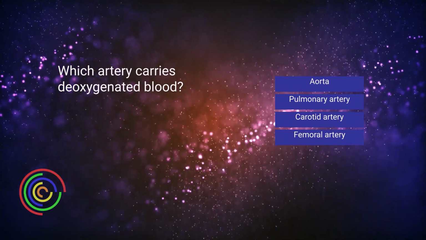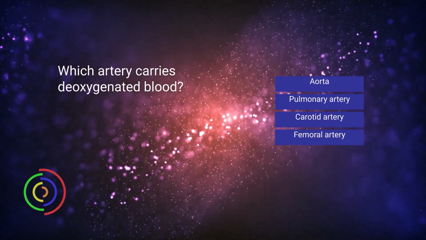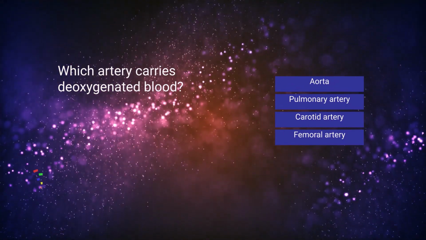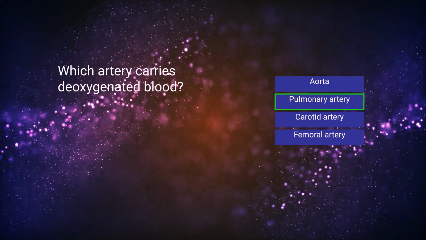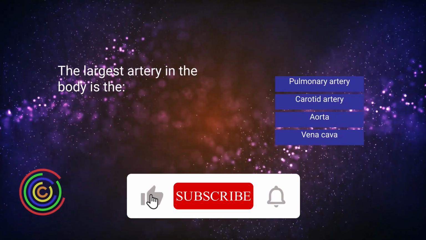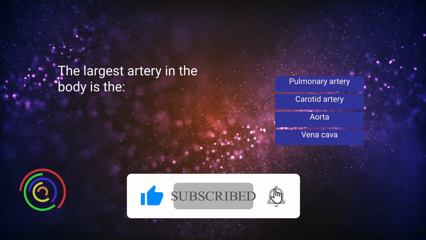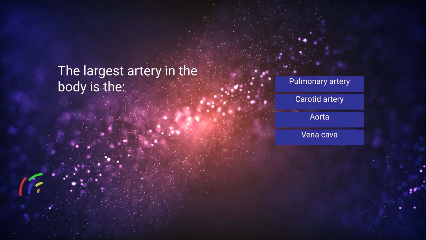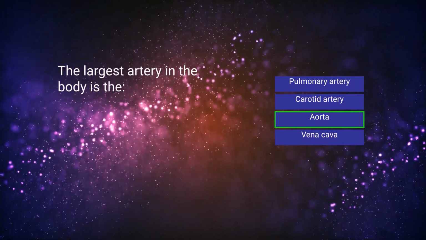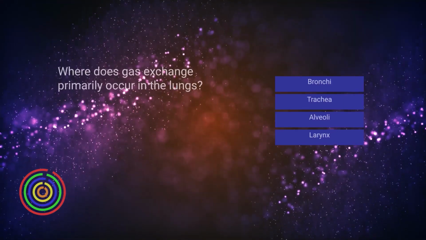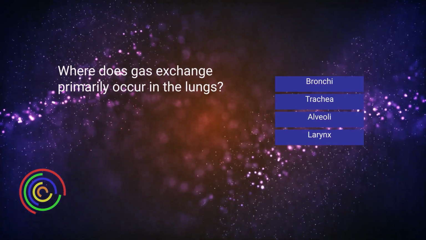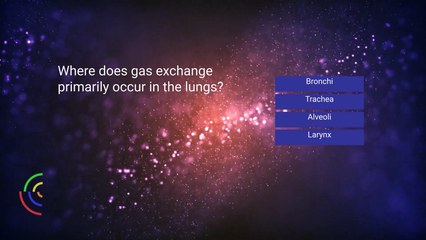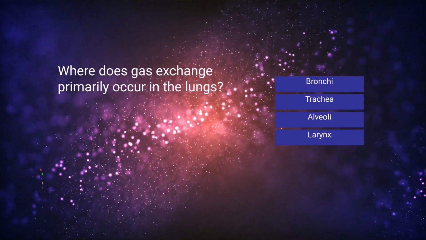Which artery carries deoxygenated blood? Pulmonary artery. The largest artery in the body is the aorta. Where does gas exchange primarily occur in the lungs? Alveoli.